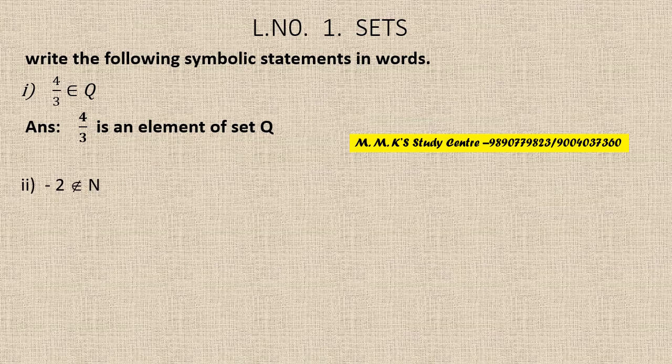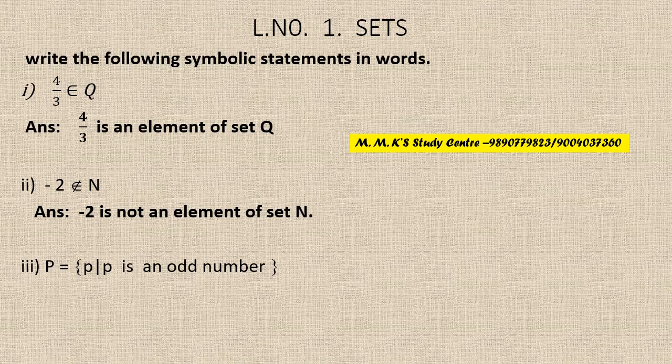Next one, -2 does not belong to N. So we will write -2 is not an element of set N. We will write -2 is not an element of set N.